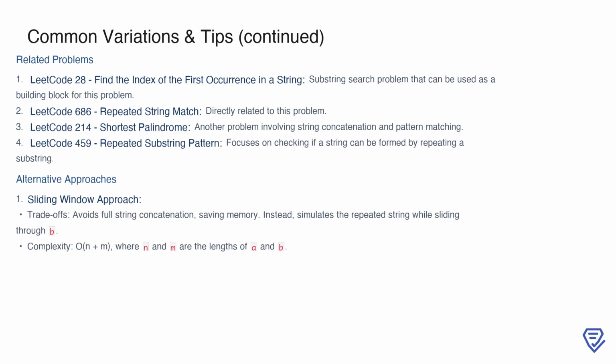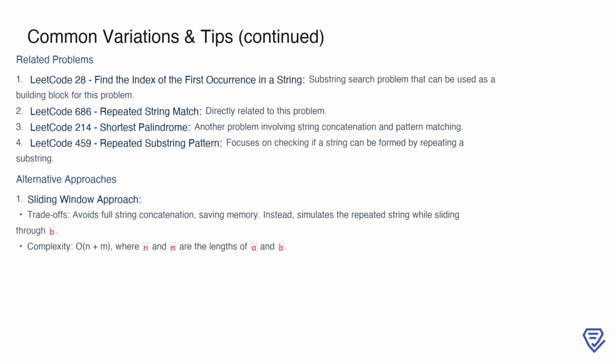This problem is closely related to several others in string manipulation. For example, LeetCode 28, which involves finding the first occurrence of a substring in a string, provides foundational knowledge that can be applied here. Of course, LeetCode 686 is the problem we're solving, but LeetCode 214, which involves finding the shortest palindrome by string concatenation, and LeetCode 459, which checks if a string can be formed by repeating a substring, are also relevant. Exploring these problems can deepen your understanding of string manipulation patterns.